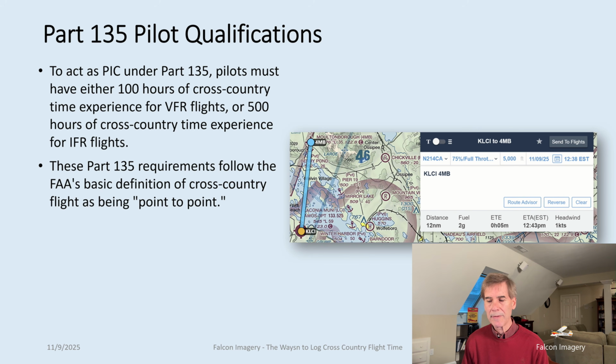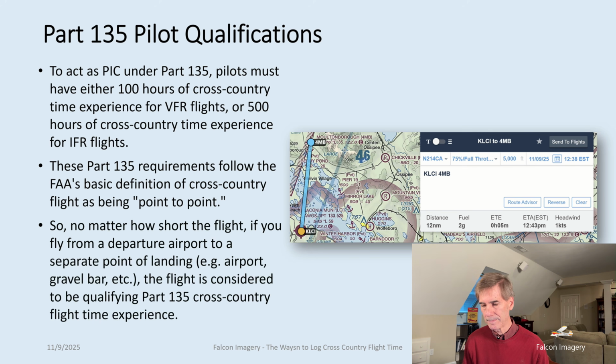These Part 135 requirements follow the FAA's basic definition of a cross-country flight as being point-to-point. So no matter how short the flight is, if you flew from a departure airport to a separate point of landing, another airport or a gravel bar, the flight is considered to be qualifying Part 135 cross-country flight time experience.